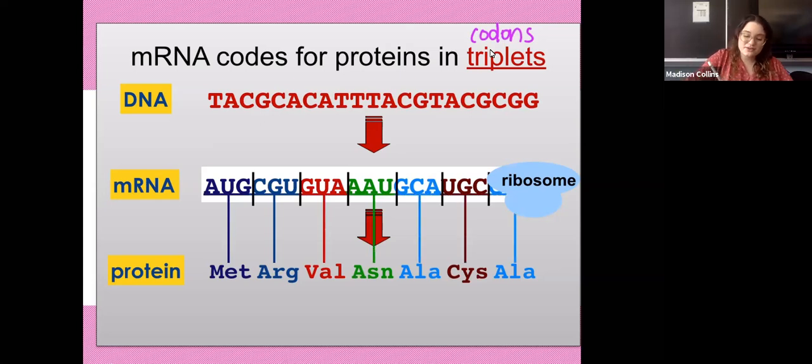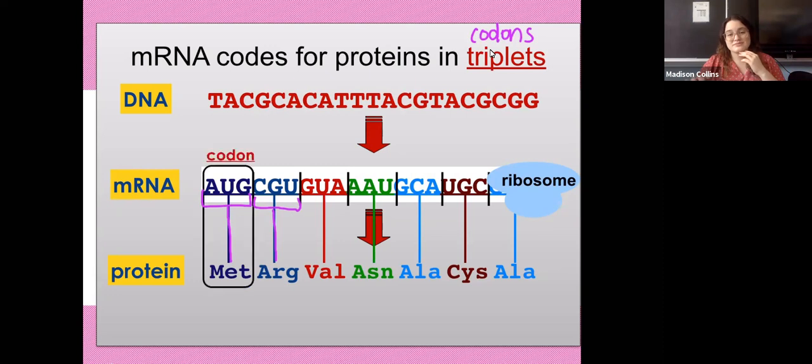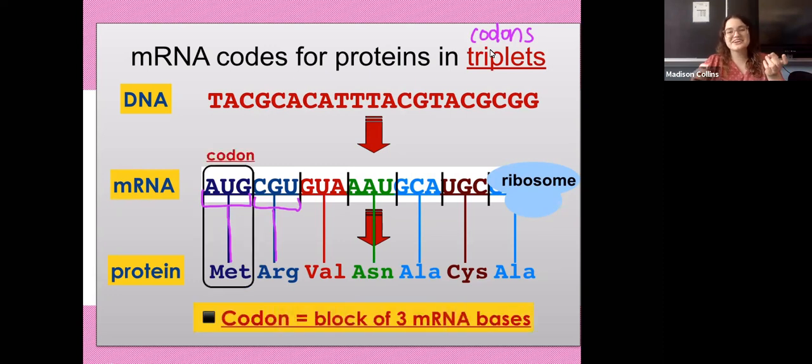So here you can see that this chunk right here, this codon codes for the amino acid methionine. This amino acid is going to call for ARG, VAL, and the rest of these that we'll talk about in just a second. But each of those codons codes for 1 specific amino acid. Right, so depending on the order that those letters are arranged in, it's going to code for a different amino acid sequence. So a codon, in case you didn't know by now, is a block of 3 mRNA bases that is going to code for an amino acid.